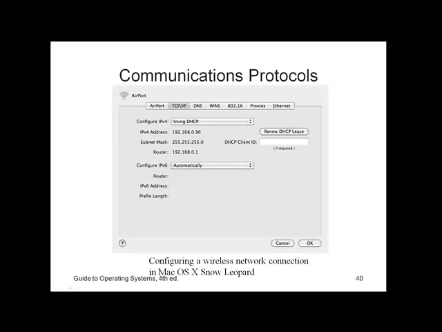Here's an example of Airport in order to configure a wireless network connection in Mac OS X Snow Leopard. Notice the IPv4 address, 192.168, which we know by now is a private network address. The subnet mask of 255.255.255.0, which indicates it's a fairly small network. A router is assigned to this, 192.168.0.1. And it's set to configure IPv6 automatically.